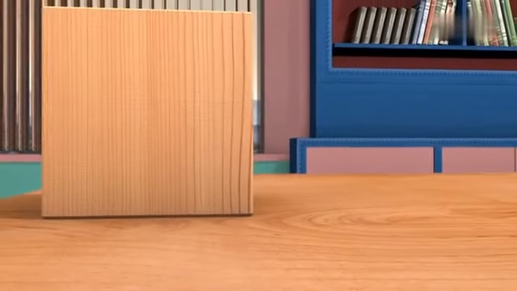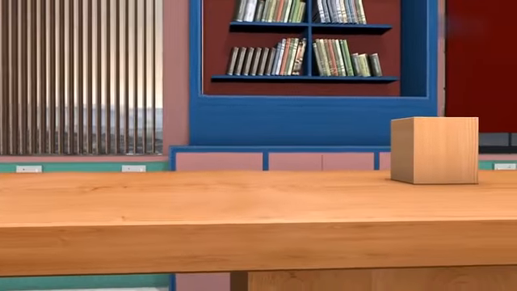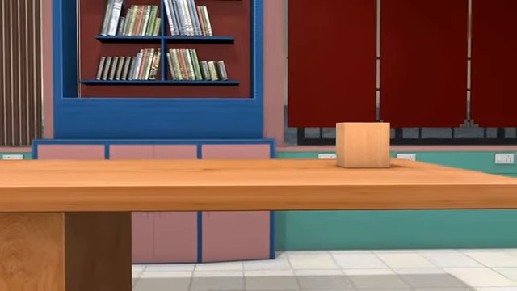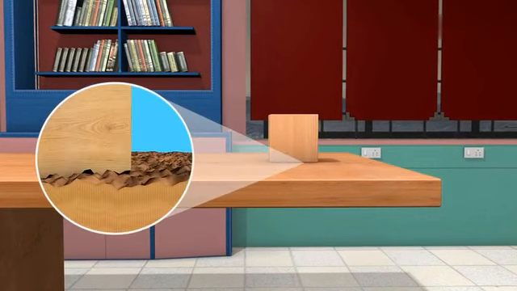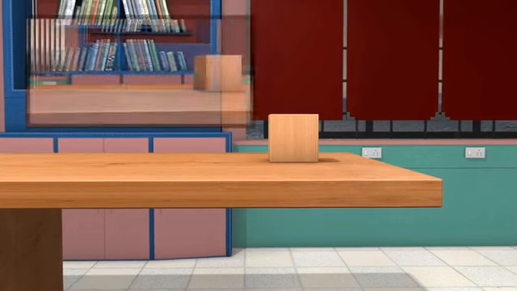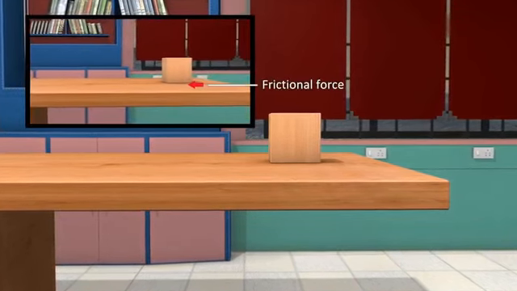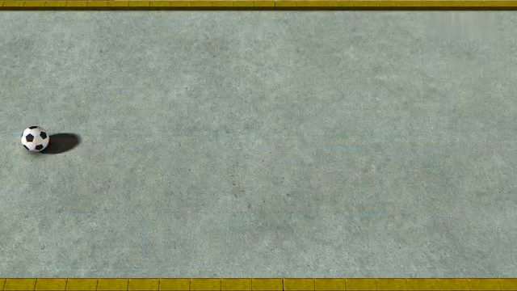And if you give the block of wood a quick push, the block first slides, but gradually slows down to a stop. The motion of the wooden block stops due to the interlocking of the surface irregularities. The opposing force that stops the motion is frictional force. The rougher the surface, the more the frictional force.